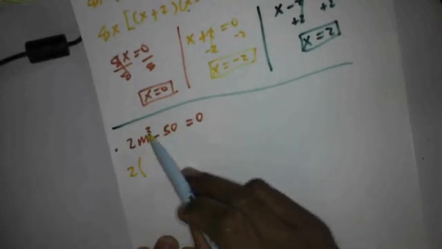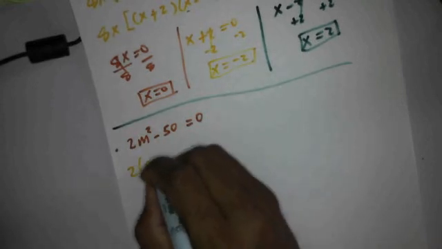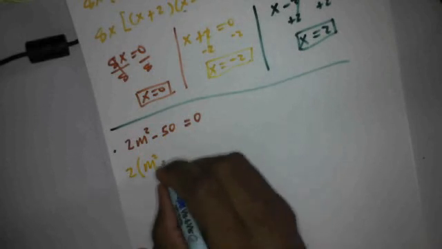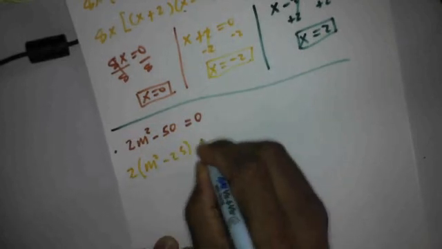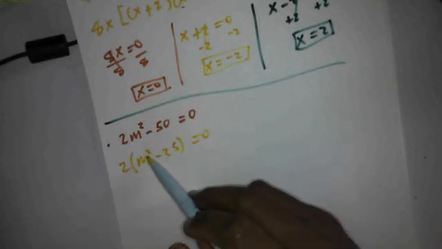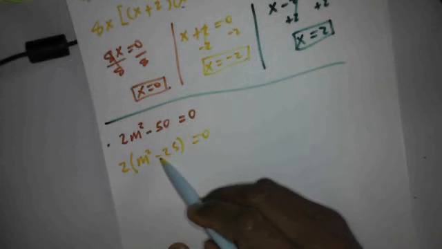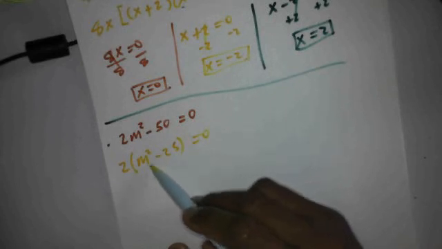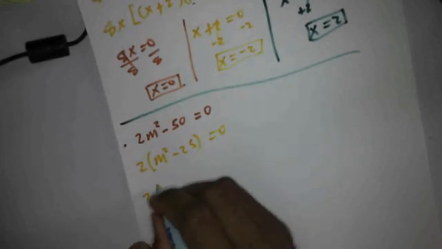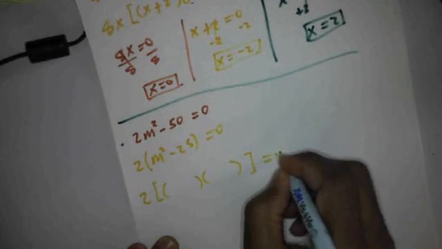So 2m squared divided by 2. The 2s will cancel each other, leaving m squared. Okay? Negative 50 divided by 2, that is negative 25, equals 0. And if you look inside the parentheses, you see that m squared, that's a squared term, and 25 is a squared number, and we're taking the difference of both, so that is a difference of squares. Okay? So these would be your factors. So we have a 2 here, then we'll have our two sets of parentheses, and that's equal to 0.